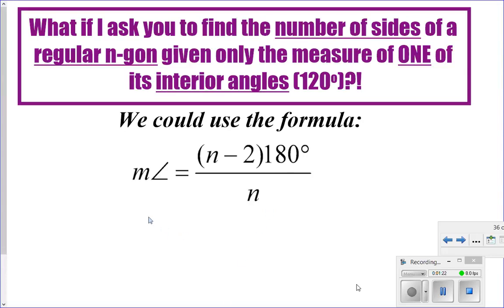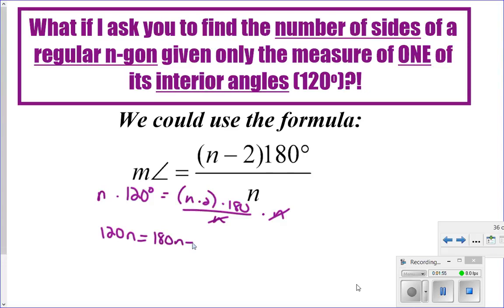So if I use this formula and substitute in the individual angle measure, 120 degrees, then I can solve that for n. First, I need to get rid of that n, so I'm going to multiply both sides by n. And I'm getting 120n is equal to, I'm going to distribute that 180, so 180n minus 360. And now I solve that for n.